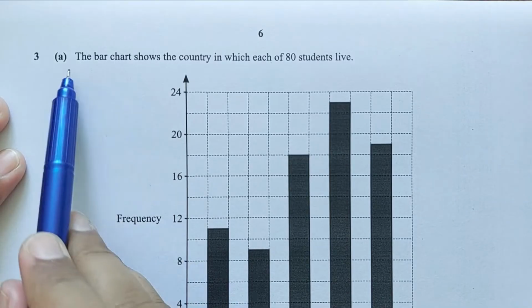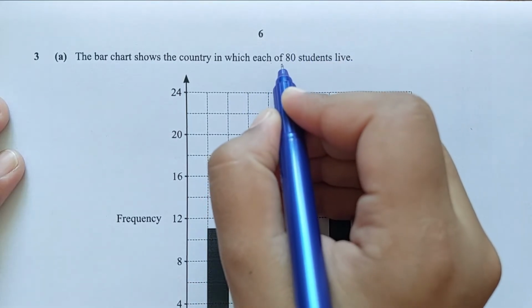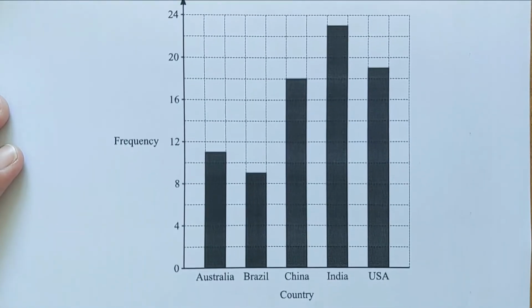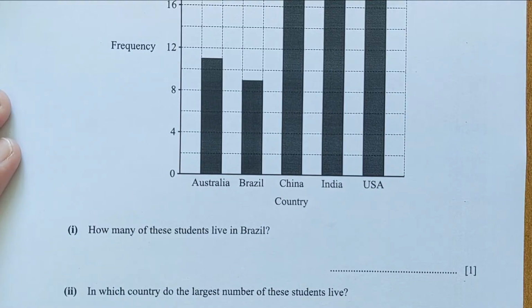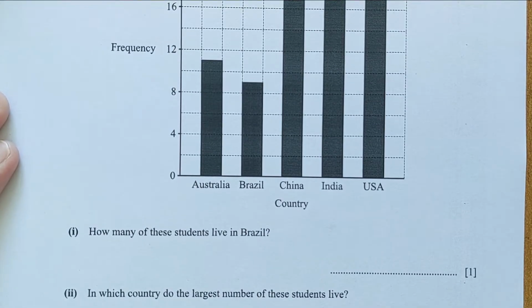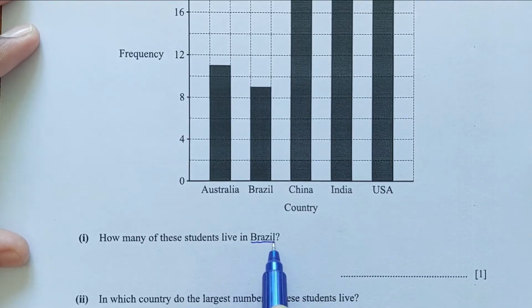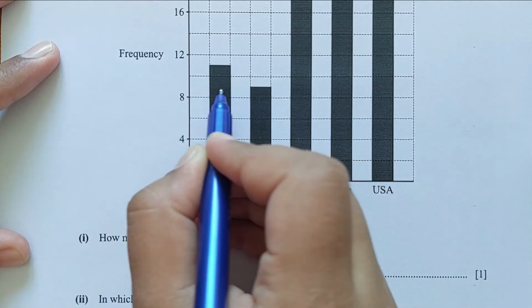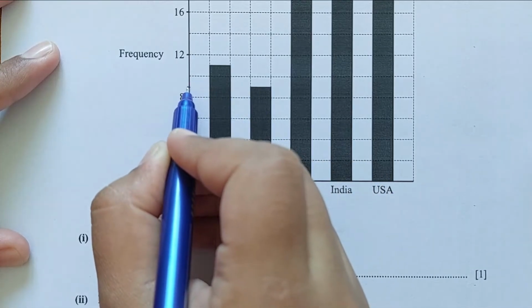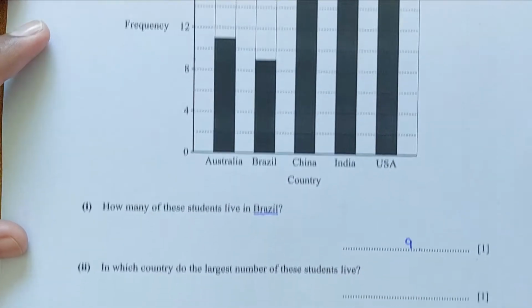Question number 3, part A. The bar chart shows the country in which each of 80 students live. We have Australia, Brazil, China, India, and USA, and the frequency. Number 1, how many of these students live in Brazil? So in Brazil, we have to calculate the number of students. This is 8 and this is going to be 10, 9, 10, 11 and 12. So 9 students. The frequency is 9.